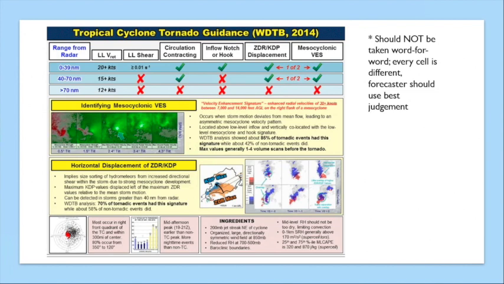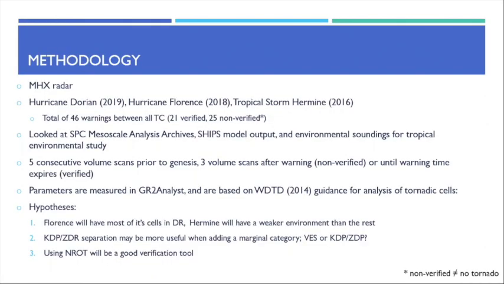So the methodology for this project, I used the Morehead City radar, and I was looking at Dorian, Florence, and Hermine. And of all those storms, 46 warnings were issued. 21 of those were verified, and 25 of those were non-verified. And then I looked at the SPC mesoscale analysis archives, the SHIPS model output, and the environmental soundings for the tropical environmental study around Morehead, North Carolina during the times where these hurricanes hit.